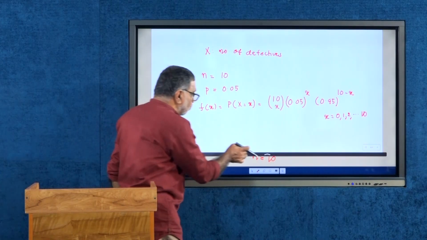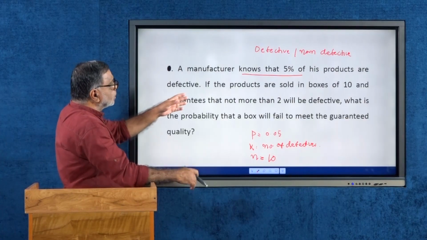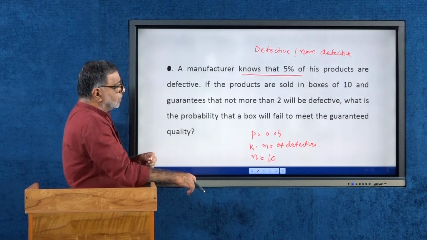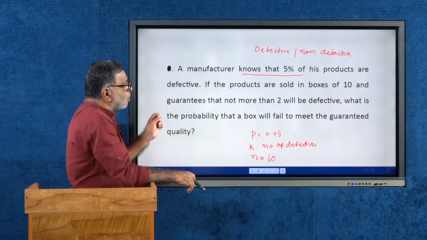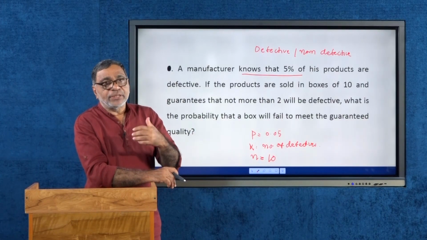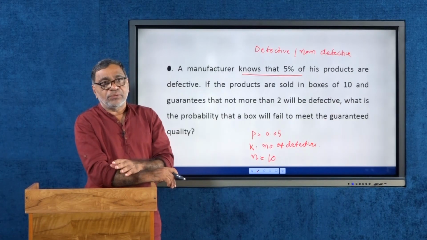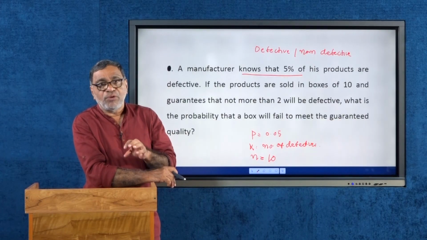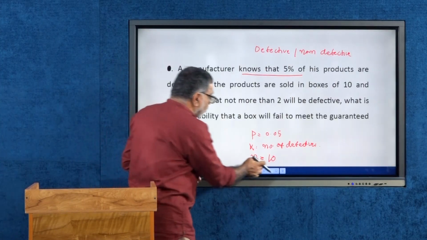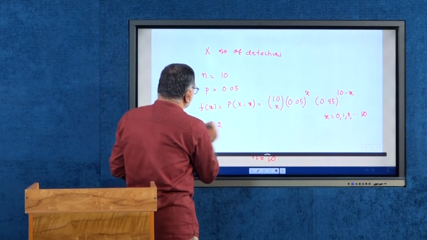And just note what our problem is. The products are sold in boxes of 10 and the manufacturer guarantees that not more than 2 will be defective. What is the probability that a box will fail to meet the guaranteed quality? Failing to meet the guaranteed quality means X is greater than 2.